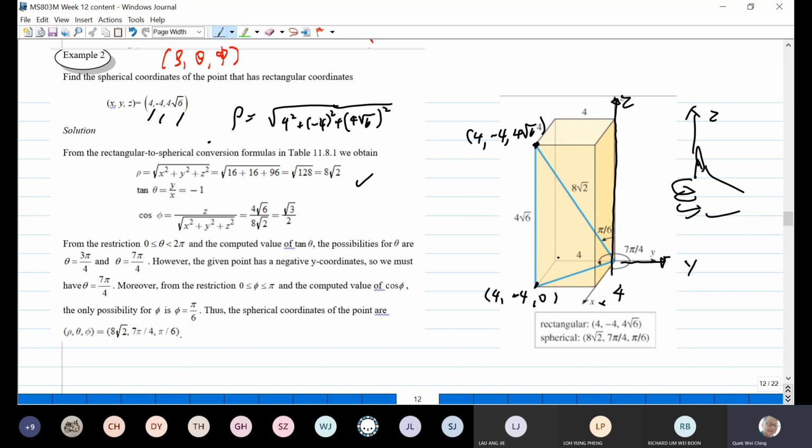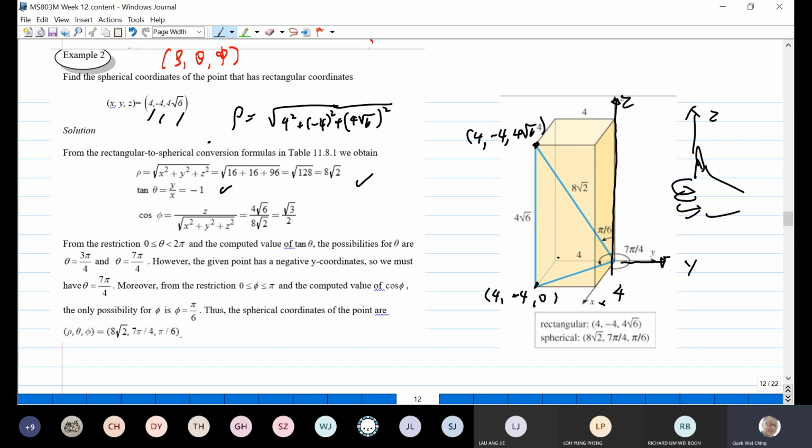Now theta is the tangent of y over x here. So how do you find your theta here? So y over x, y is equal to minus 4, x equal to 4, so we get tangent theta equal to minus 1. Okay, tangent theta equal to minus 1. And so if tangent theta equal to minus 1, what is the angle here?